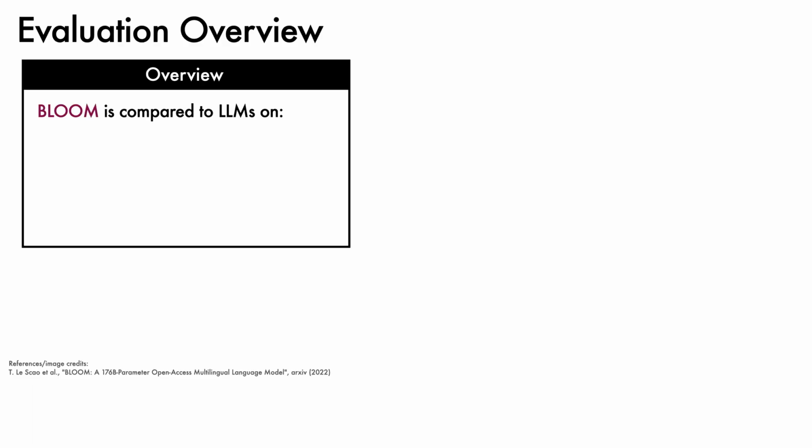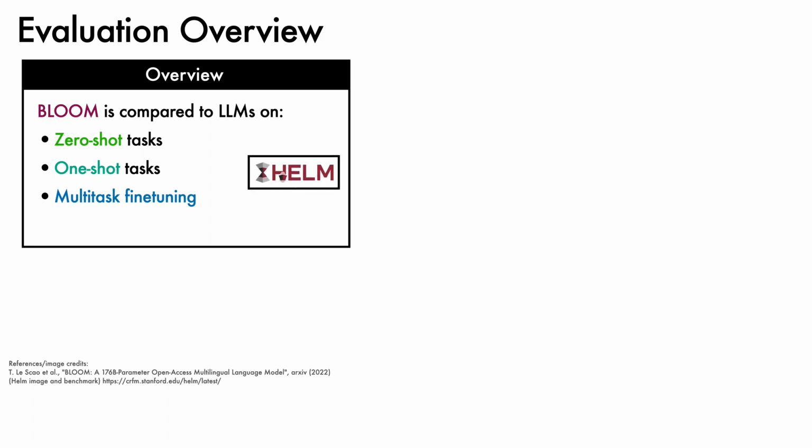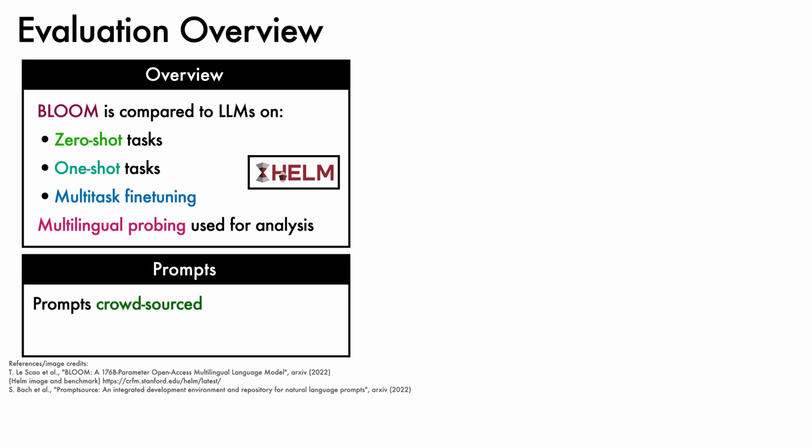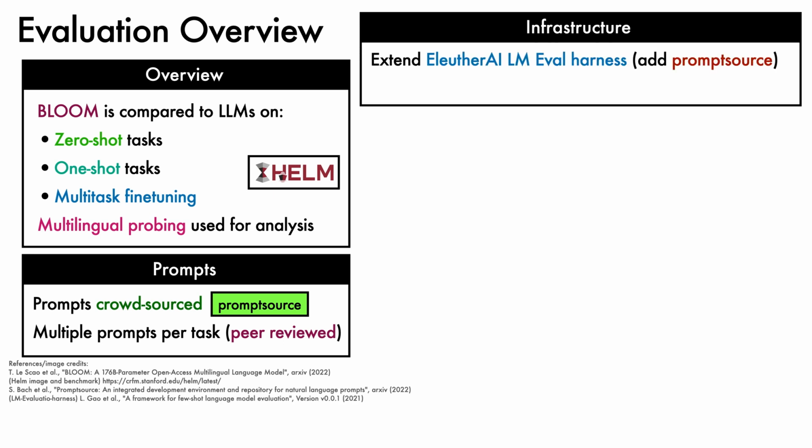To evaluate Bloom, it is compared to various large language models on zero-shot tasks, one-shot tasks, and multitask fine-tuning. Further results are reported on the Holistic Evaluation of Language Models, or HELM Benchmark, and multilingual probing is used for analysis. The prompts themselves are crowdsourced with the prompt source tool developed as part of the workshop. Multiple prompts are generated per task, and a peer review process was used to check for artifacts and consistency. To implement the evaluations themselves, the Eleuther AI language model evaluation harness is extended by integrating prompt source. The resulting prompted language model evaluation harness used in experiments is open sourced.